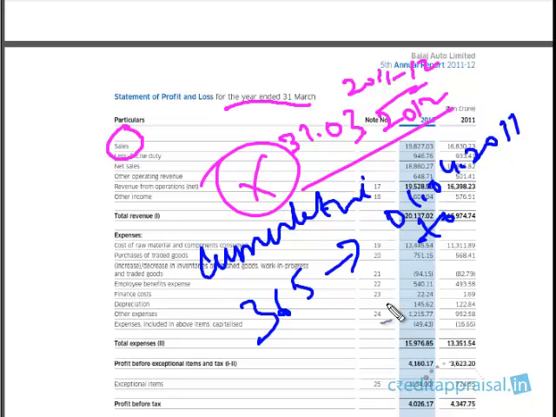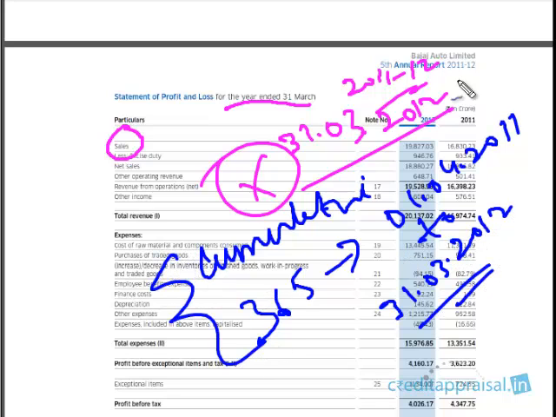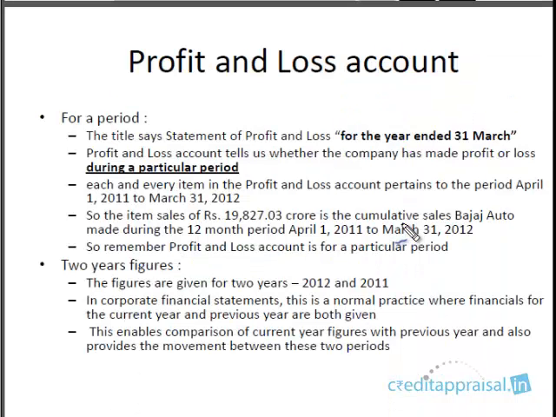to 31/3/2012. So this is a cumulative position of all income and expenses during this whole year, right? So to repeat, P&L account is for a particular year, right? It is during a particular period.